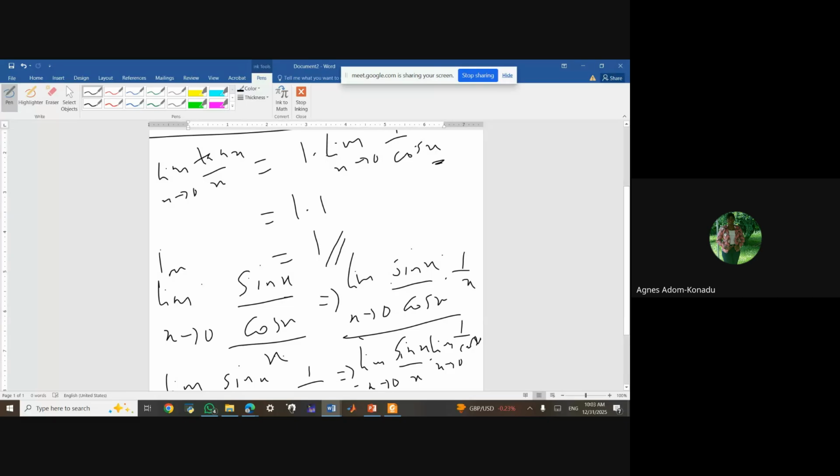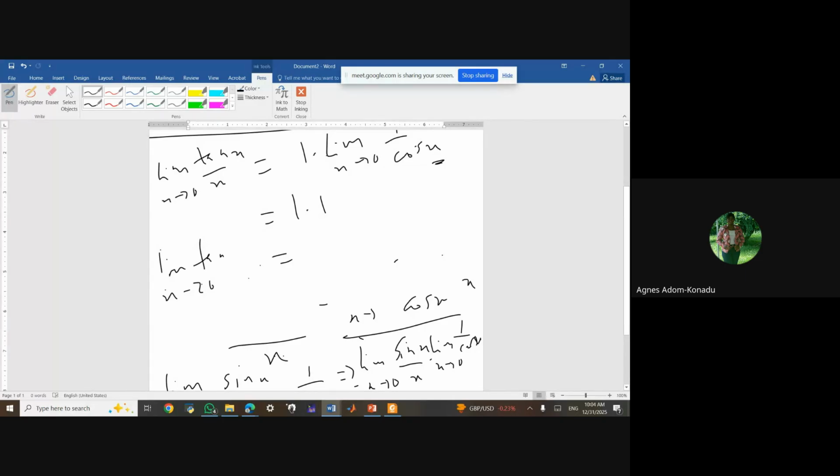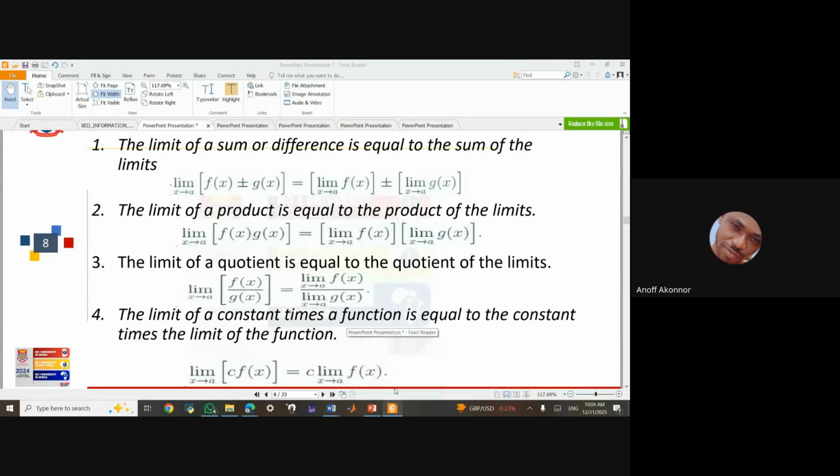So the limit as s approaches 0 of tan x over x is equal to 1. Are you okay? Yes, please. Okay.